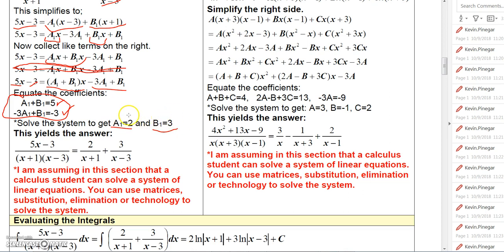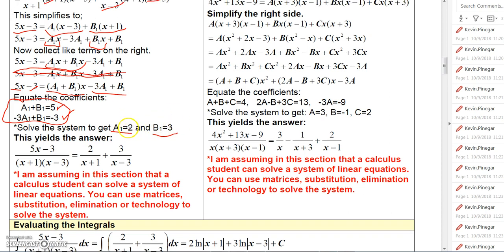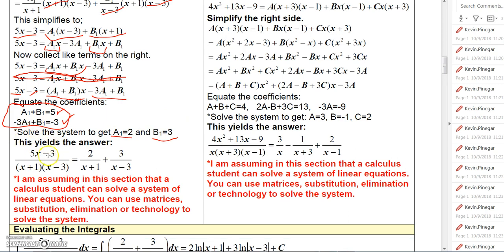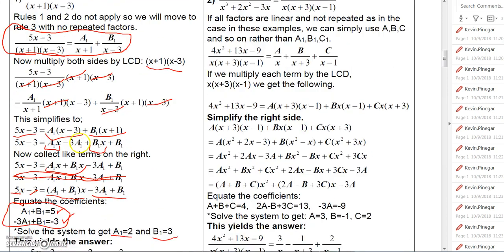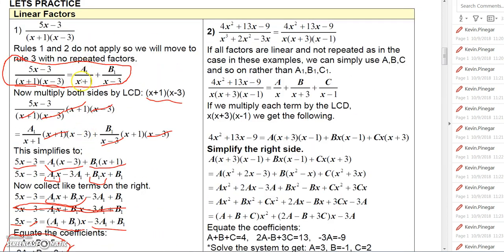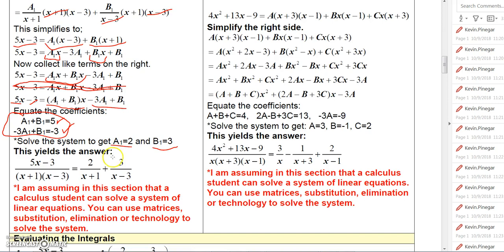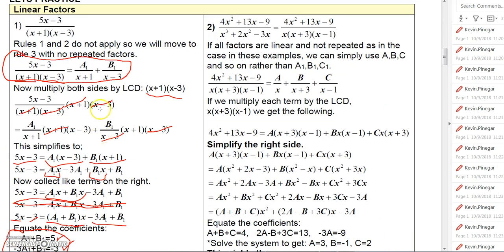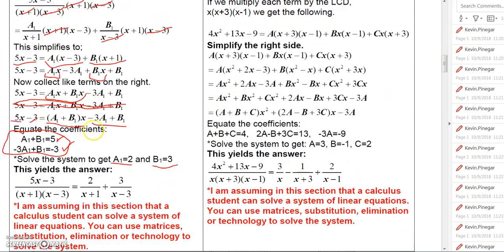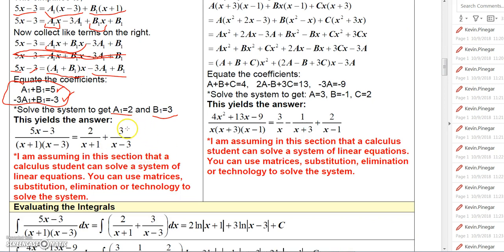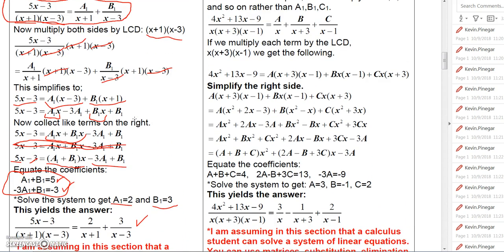And now that you know a1 and b1, you can write this fraction (5x - 3) over (x + 1)(x - 3) as, remember what I said, it's going to break up into a1 over x + 1, so that's going to be 2 over x + 1, and then plus b1 over x - 3, so since b1 is 3, plus 3 over x - 3. Okay, so that's how you would solve that one.